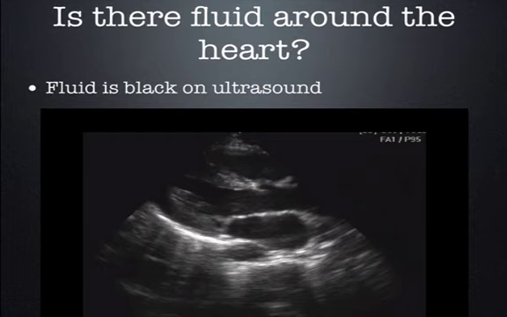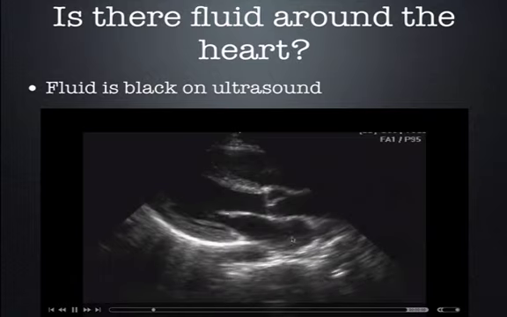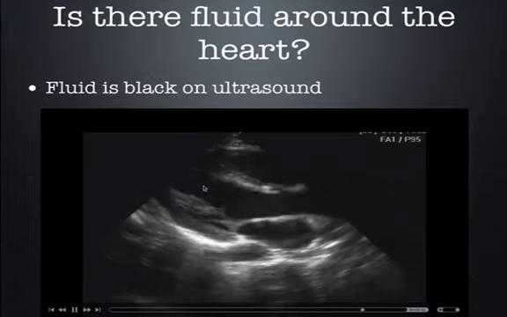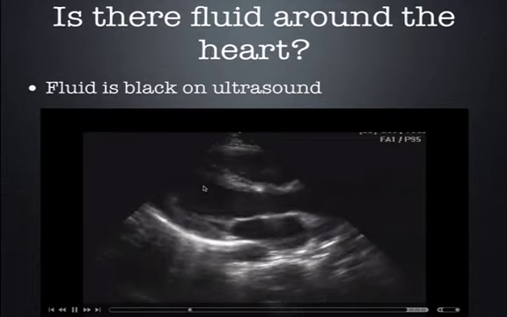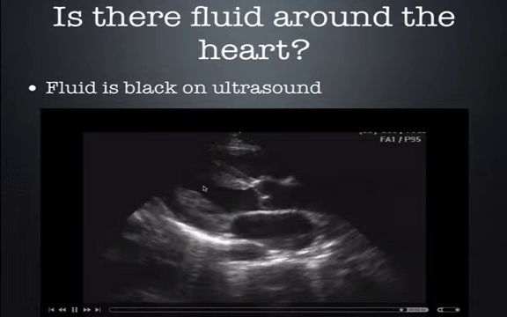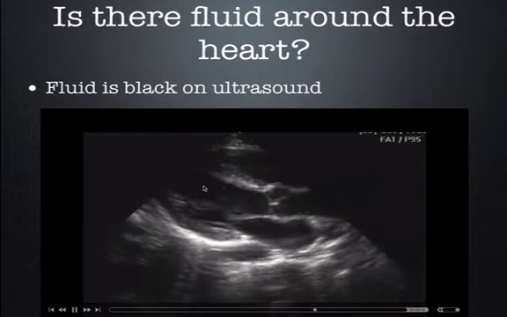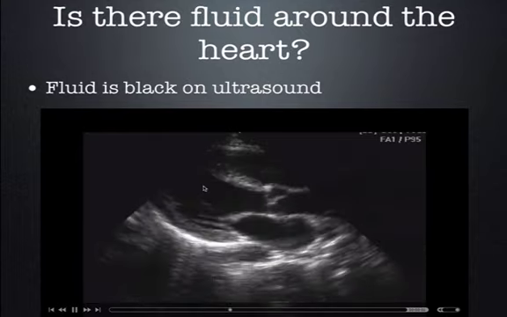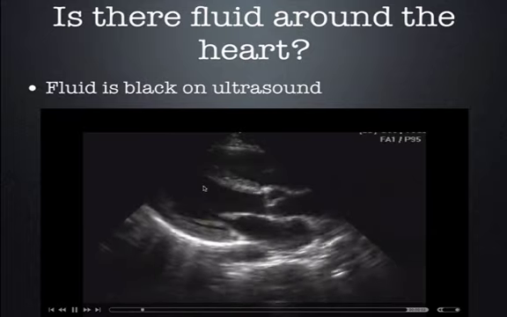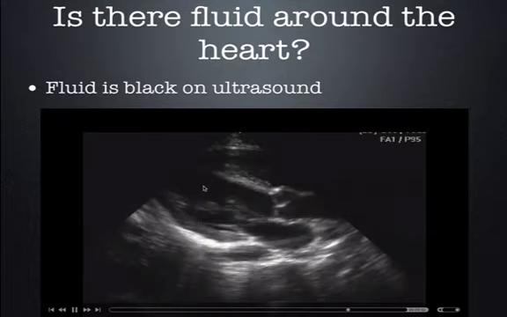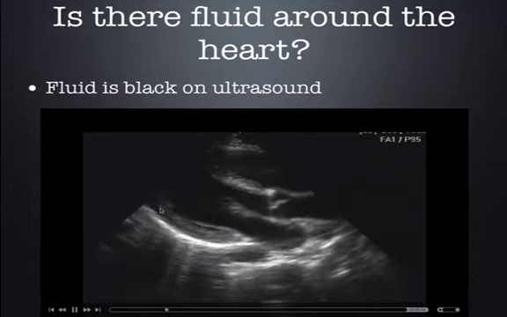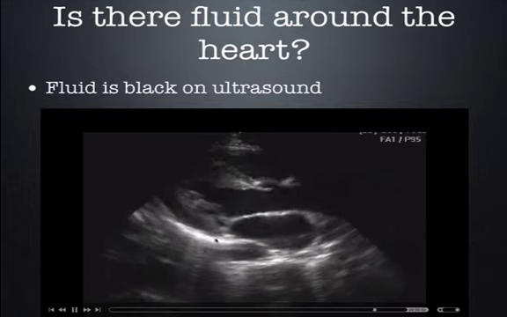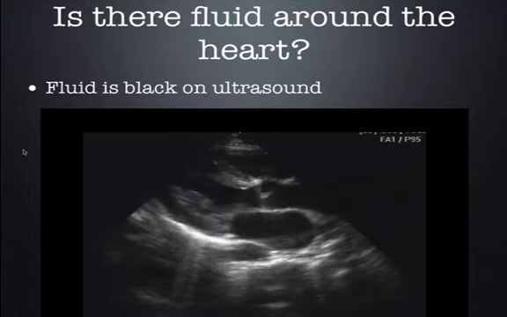So we're asking the question, is there fluid around the heart? Well, fluid on ultrasound appears black, and you can see here this is blood. Okay, so ultrasound cannot differentiate between one fluid to the next. So blood looks just the same as ascites, just the same as urine, just the same as a pleural effusion, just the same as a pericardial effusion. It's all the same. Fluid is black. So what we're looking for is a black stripe between the epicardium and the pericardium, a black stripe in here. That'll tell you if there is a pericardial effusion.